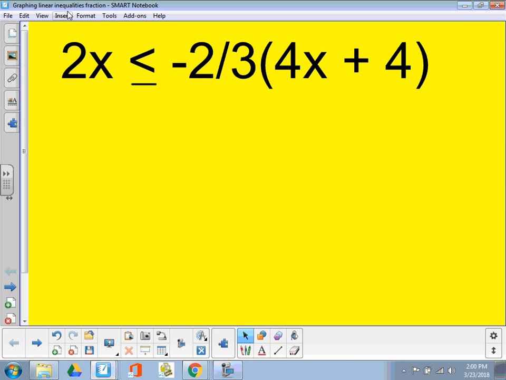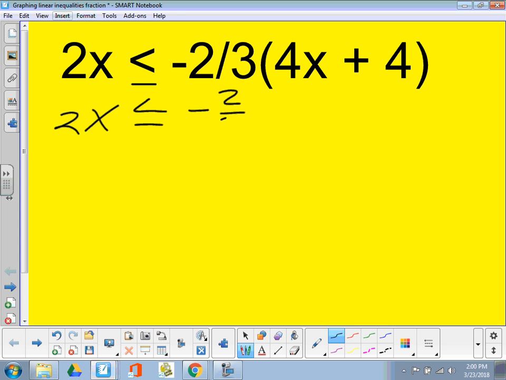In this problem, we have a very unique situation where we have a fraction. I would not multiply the negative 2/3 times 4 and the negative 2/3 times 4, because if you do that, you end up with a mess. I would start with 2x is less than or equal to negative 2/3 times the quantity 4x plus 4.